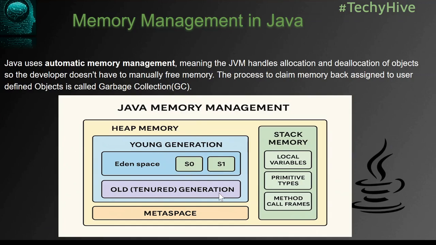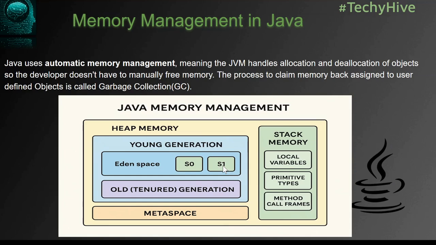The user-defined objects are stored in heap memory, and heap memory is further divided into two sections: young generation and old generation. In young generation, there is Eden space, survivor space 0 and survivor space 1. So when a new object is created, it is placed in Eden space. And during the next minor GC, all of the live objects from Eden space are moved to either S0 or S1, depending on which one is empty at that time.